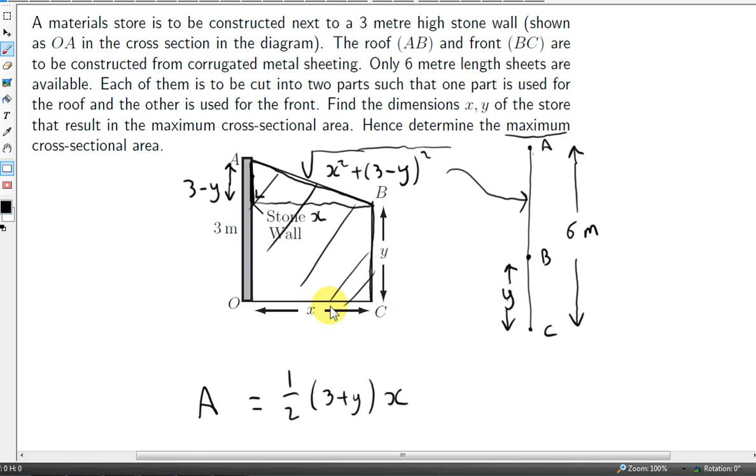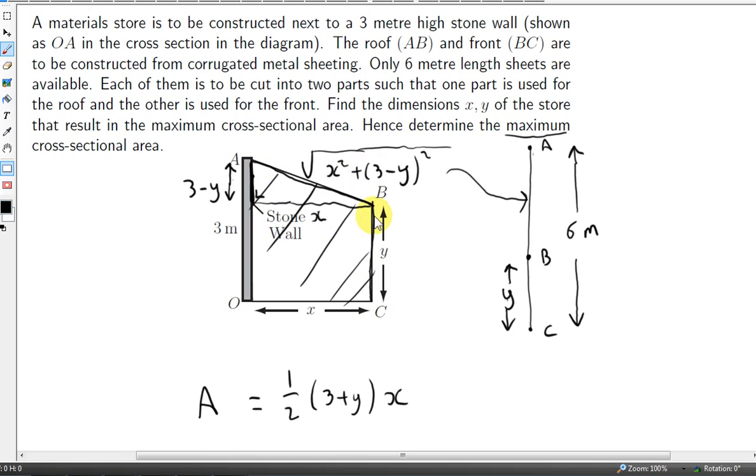So we want this side of the cross-section to be X, as the distance across the floor of the store. So that's this length here in this right angle triangle. This distance here is 3 minus Y, that's the length of the wall minus the length of the front. By Pythagoras' theorem, the distance of A to B is the square root of the sum of the squares of the short sides of this right angle triangle.